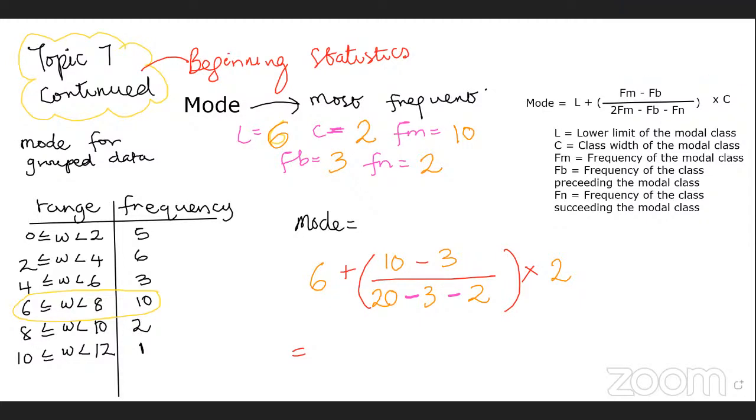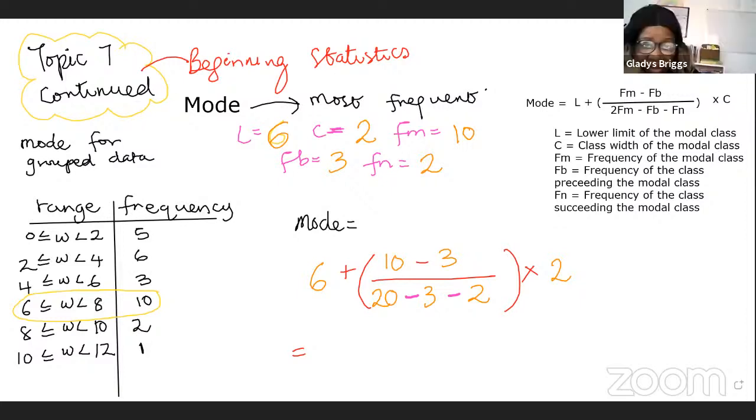Teacher, I didn't know how to get L. The lower limit of the modal class. This is the modal class, yeah? Because 10 is the highest frequency, so the modal class is this one, yeah? The lower limit of the modal class, this is the lower limit, this is the upper limit, yeah? 6 is less than or equal to W is less than 8. This is the lower limit. This is the upper limit. Okay? We're not using the upper limit here, we're just using the lower limit. Okay, so now you put that into your calculator.